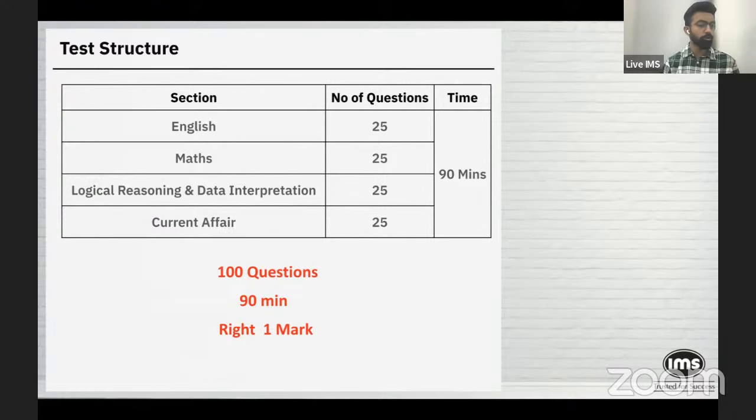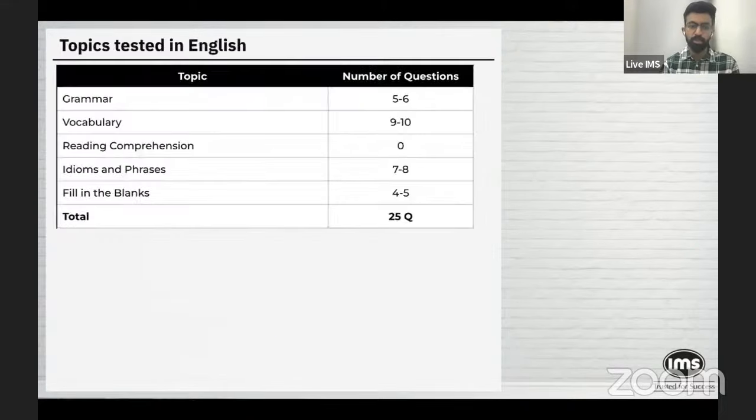I'll come to the cutoff also. The last slide which I'll talk about in detail is about the cutoff. Let's just go direct first into the sections. For every correct question you had 1 mark, and so the total test was for 100 marks and no negative marking. Now starting with English, in grammar you had 5 to 6 questions.